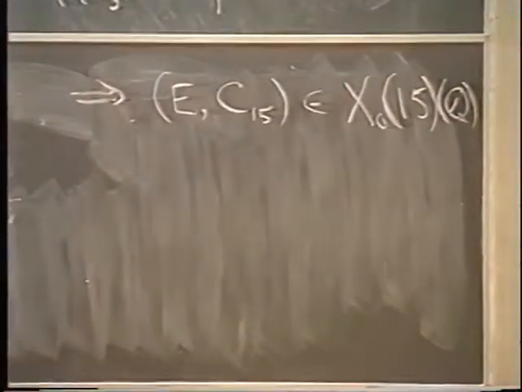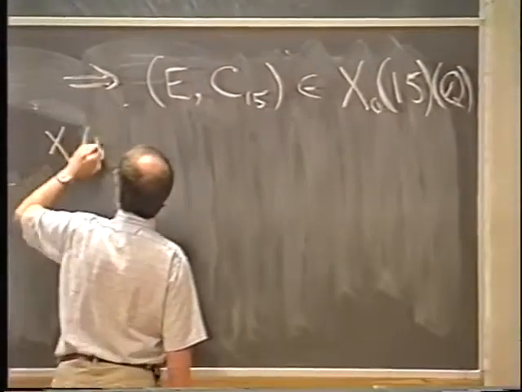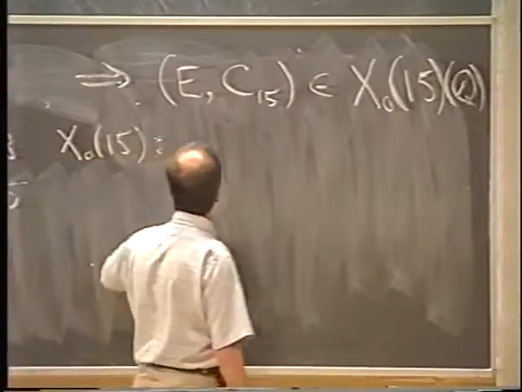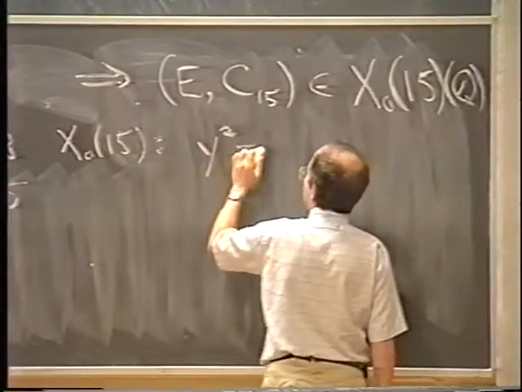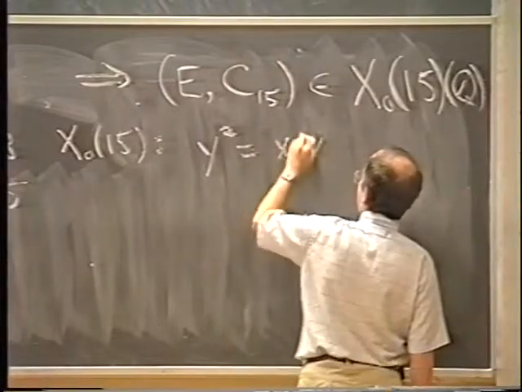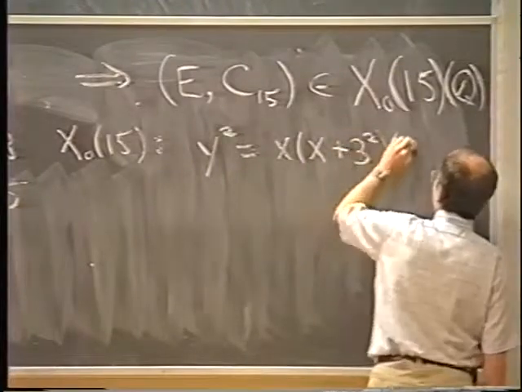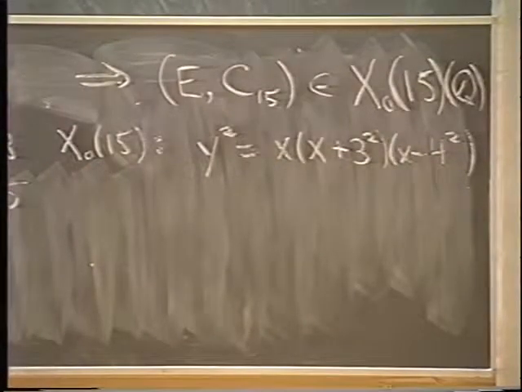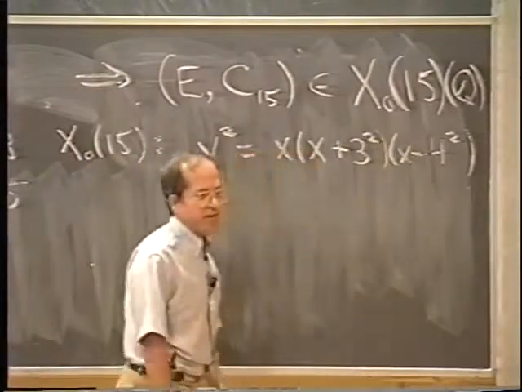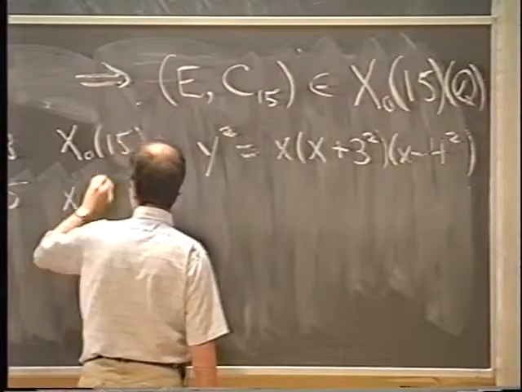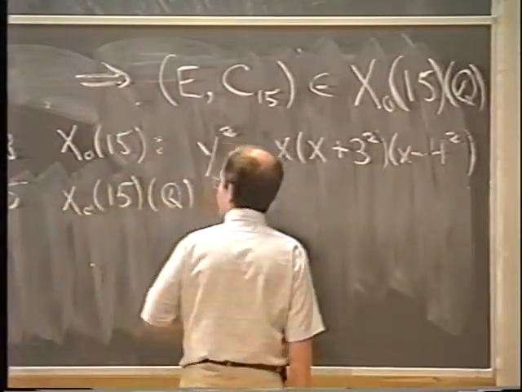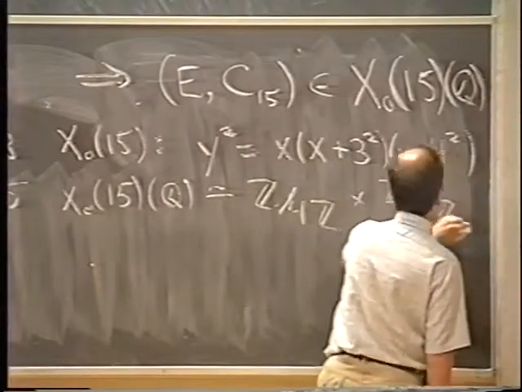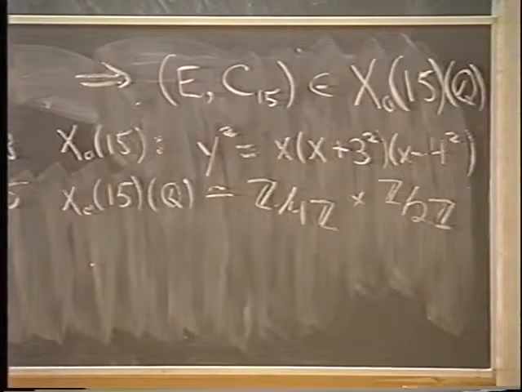Okay, so what do we know about the modular curve X0 of 15? Well, in fact, we know a lot. First of all, it has an amusing model. It's genus 1, and it has rational points, so it's an elliptic curve, and it has the amusing model y squared equals x times (x plus 3) squared times (x minus 4) squared. But that means we know a lot about its rational points, namely X0 of 15. It's easy to check. Well, it's a group of order 8. It's Z mod 4Z cross Z mod 2Z. And you can find those rational points without too much difficulty if you want.